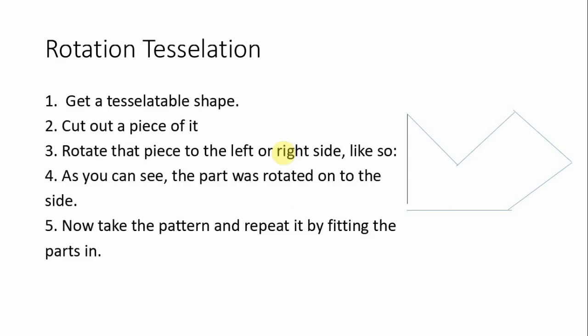Next is rotation tessellation. You get a similar tessellatable shape like the square or triangle. Then you cut a piece out of it, like I use the arrow in the example here. Then you rotate that piece to the left or right side. So you see I've cut out an arrow out of this shape and then turned it around and posted it on the side like this. Now this could go either way. Now you just take this pattern and repeat it on a piece of paper. And this is how you make a rotation tessellation.